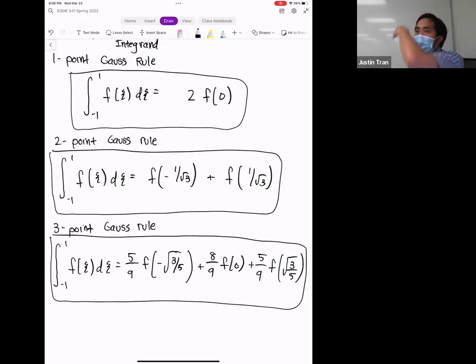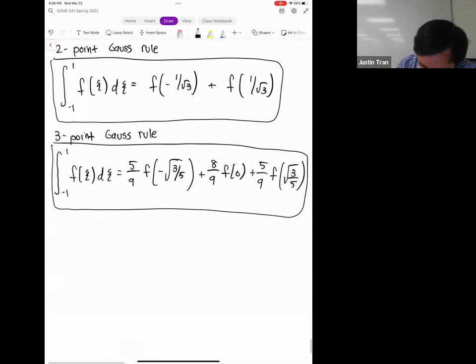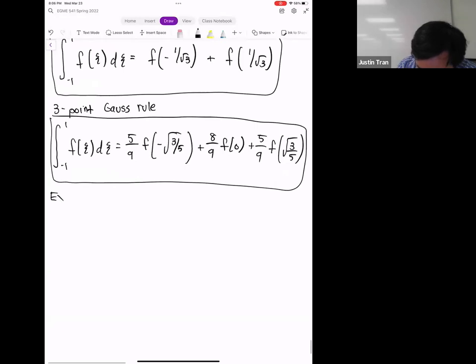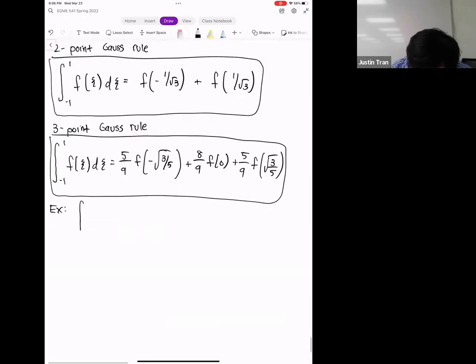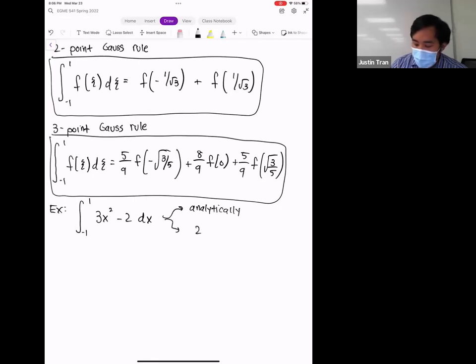But before we do that, are there any questions on this? Okay, so let's go ahead and do that example. All right, so let's do the integral from -1 to 1 of the function 3x squared minus 2 dx. Okay. And let's evaluate this integral. Let's evaluate it analytically. And let's evaluate with the 2-point Gauss rule.